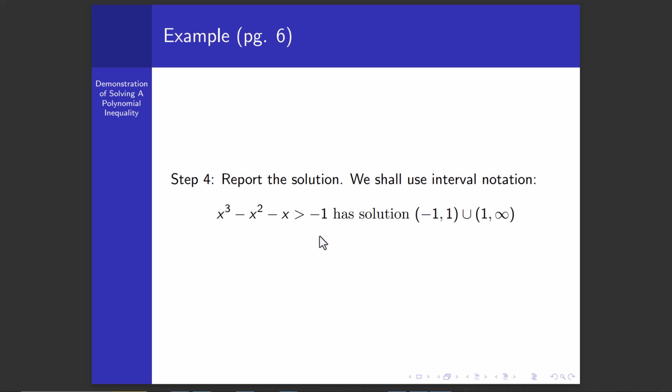So that's the comparison principle coming in. But we have a strict inequality, which means we are only interested in where things are larger than negative 1. So I have to exclude 1 here because it makes it actually equal, and I don't want that.